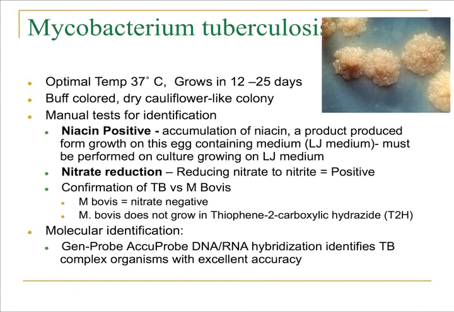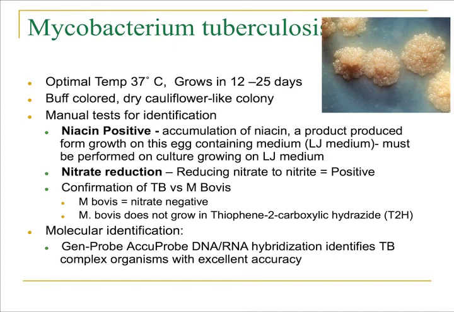The optimum temperature for growing Mycobacterium tuberculosis is 37 degrees, and in most media it's going to grow in about 12 to 25 days. If you do have a smear positive patient, and you're using automated methods, sometimes it can grow as rapidly as 9 or 10 days. If you see the picture included on this slide, you'll see that the tuberculosis organism is buff in color, kind of a beigeish brown color, and it is very dry and looks like a head of cauliflower. And that is very distinctive for TB.